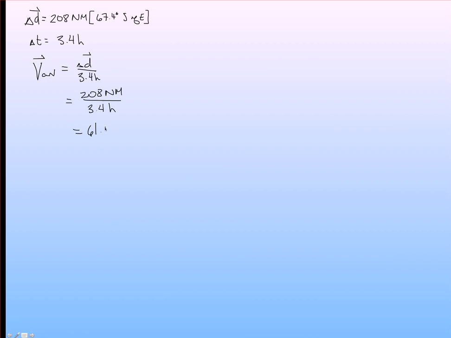Now, because this is a displacement, it'll come with a direction. And because the displacement has a direction, our average velocity will also have the same direction.